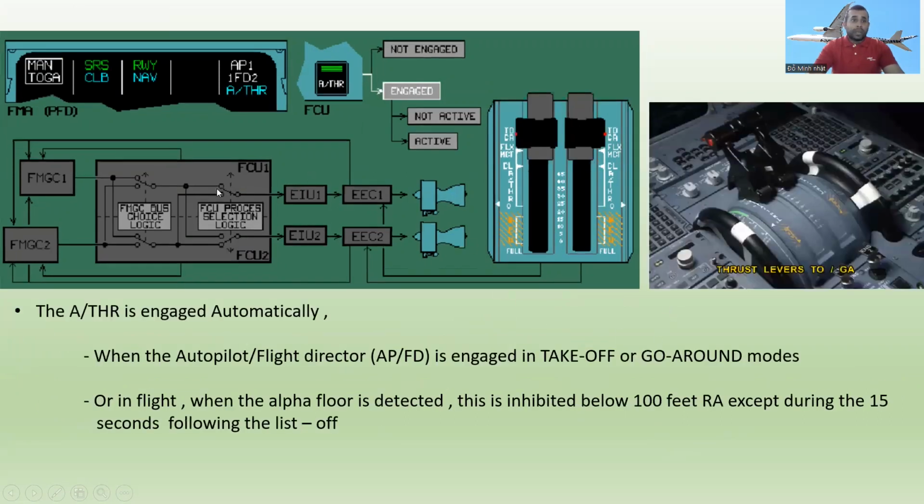So if we push this one, auto thrust is engaged. And the auto thrust is engaged automatically when the autopilot or flight director is engaged in takeoff or go around modes. In flight, it is also engaged when the alpha floor is detected. This is inhibited below 100 feet radio altitude except during the 15 seconds following the lift off. So this is the thrust levers takeoff or go around detail.